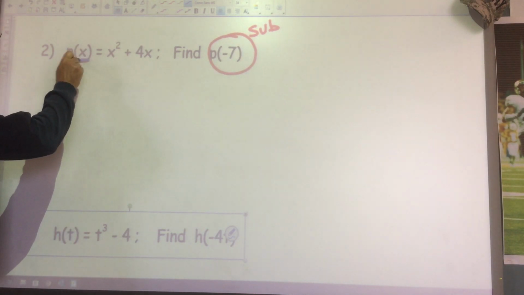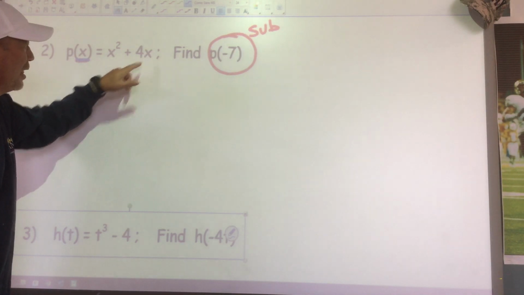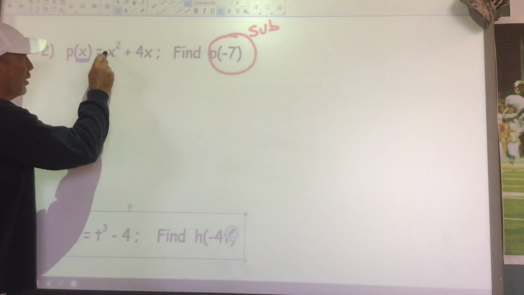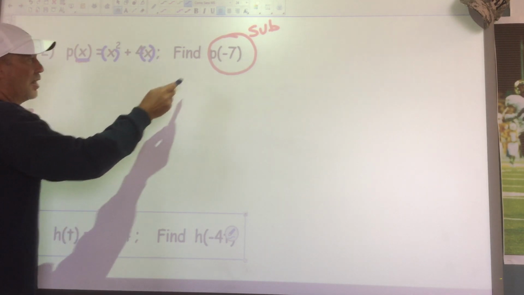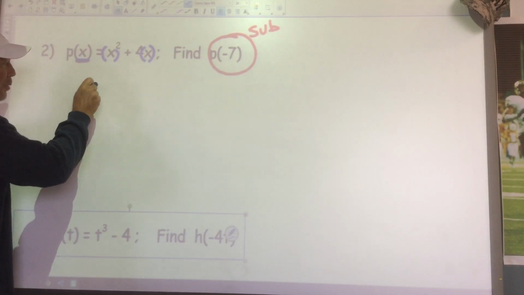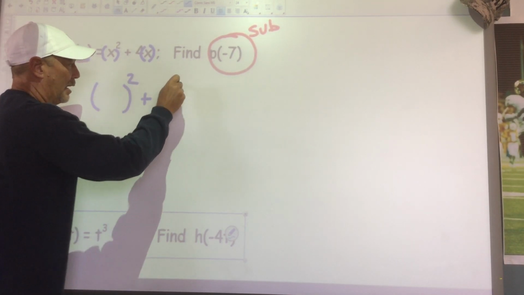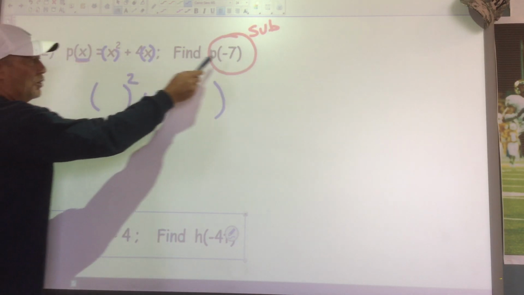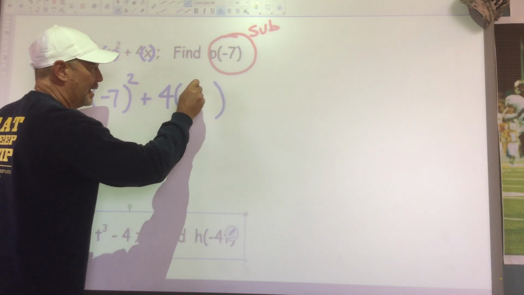So it says P of x in this function. Whenever you see the x in your problem, they're going to ask you to substitute -7. So right here where we have an x, and right here where we have another x, they're going to ask me to substitute in a -7. So we're going to say parentheses squared plus 4 times parentheses. For these x's, remember they're saying wherever you see an x, you need to put in a -7. So we're going to go -7 here and -7 here.